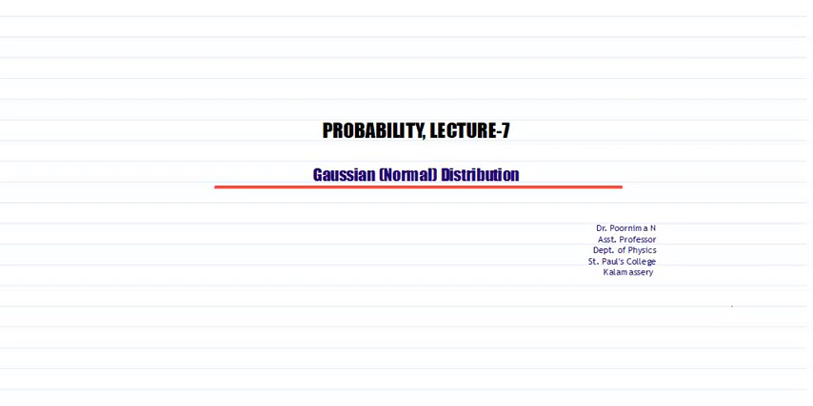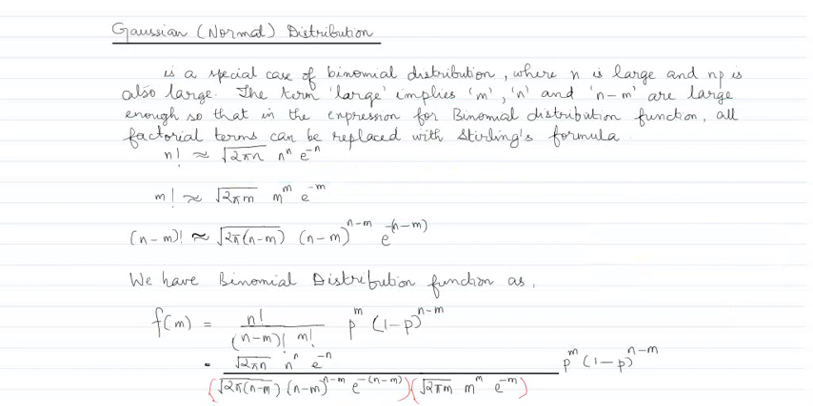Hi all, this is my 7th lecture in probability, and in this lecture I'll be discussing something called the Gaussian distribution or normal distribution. Gaussian or normal distribution is a special case of binomial distribution, and the case is such that n is large and np is also large.